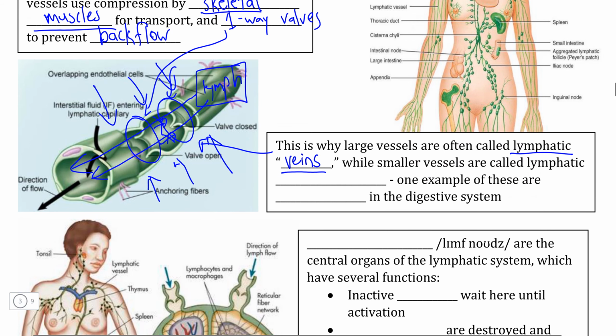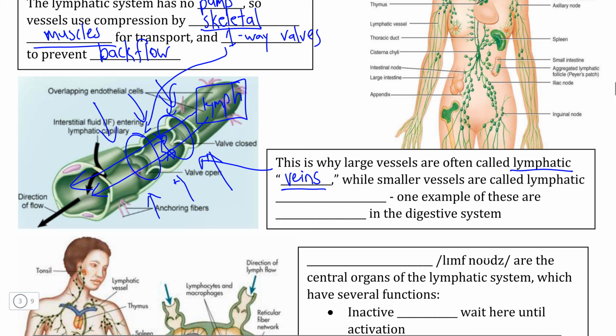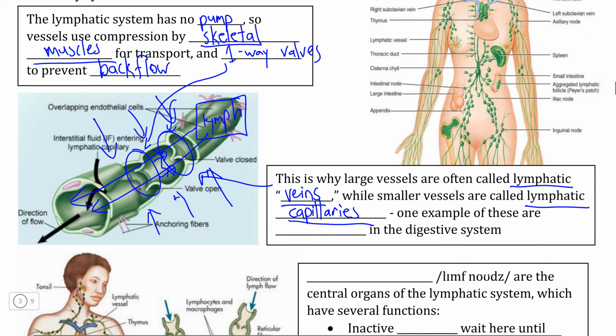Now, when we get to specific tissue locations or specific organs, lymphatic veins will once again split into smaller vessels, which are just like what we call capillaries in the circulatory system. We also call smaller lymphatic vessels that supply each of the major organs in the body with white blood cells lymphatic capillaries as well. And we have actually seen an example of lymphatic capillaries in the digestive system before. These are what we call your lacteals.